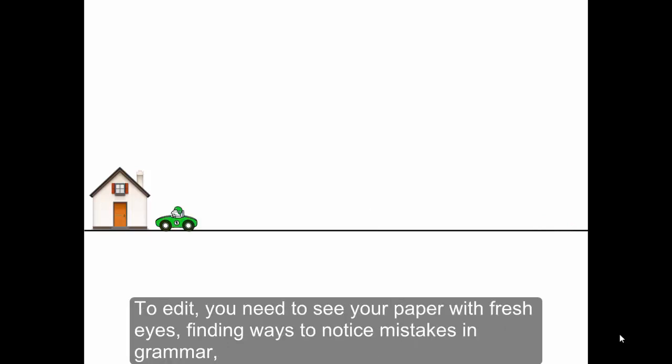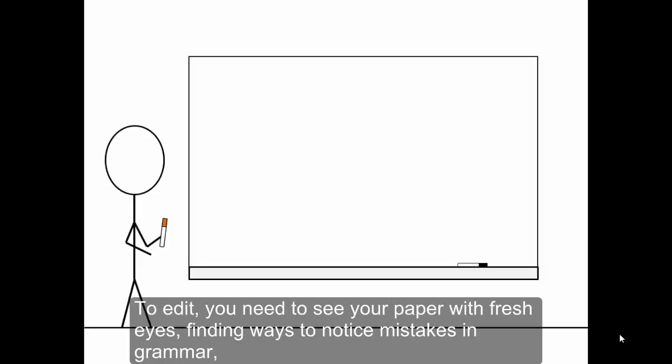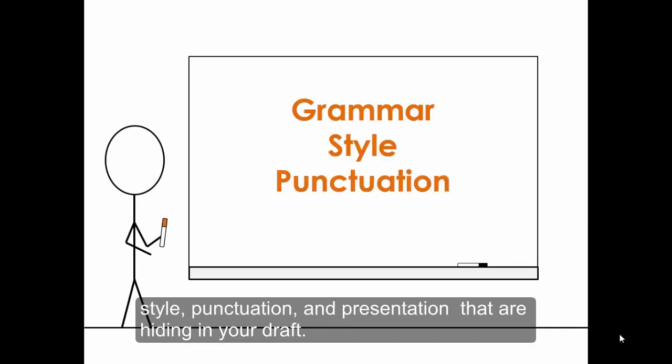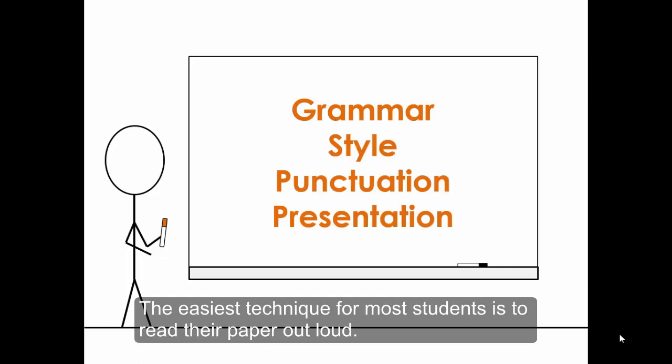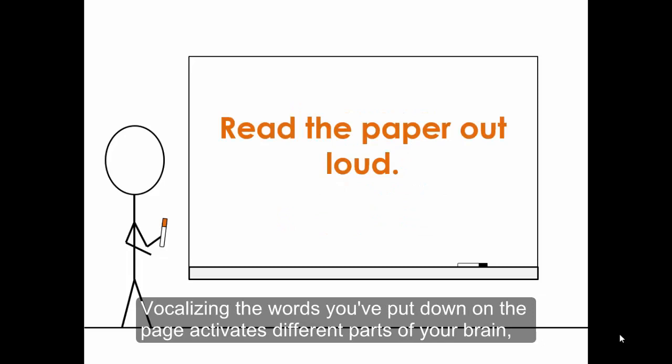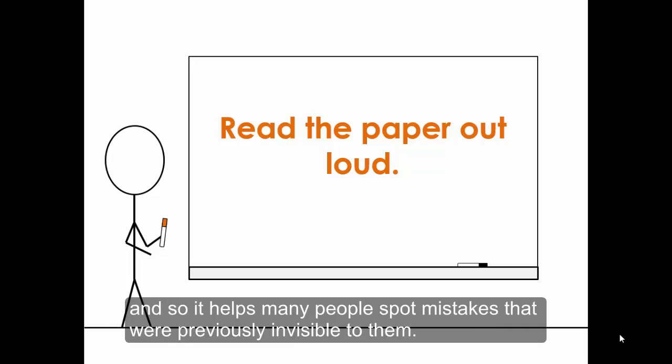To edit, you need to see your paper with fresh eyes, finding ways to notice mistakes in grammar, style, punctuation, and presentation that are hiding in your draft. The easiest technique for most students is to read their paper out loud. Vocalizing the words you've put down on the page activates a different part of your brain, and so it helps many people spot mistakes that were previously invisible to them.